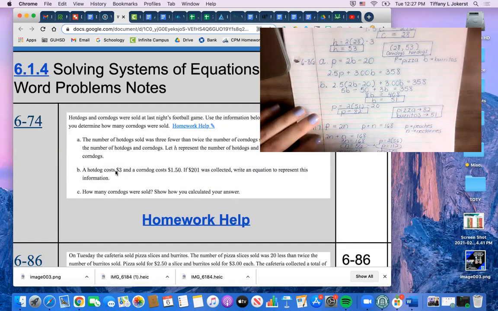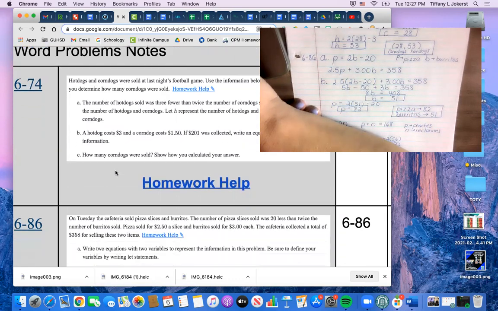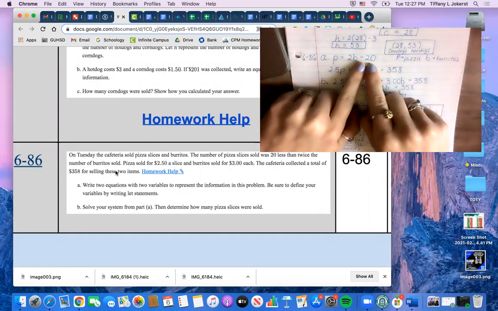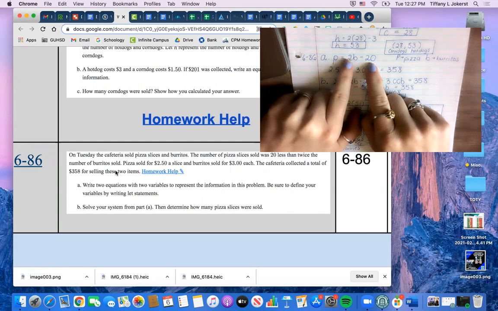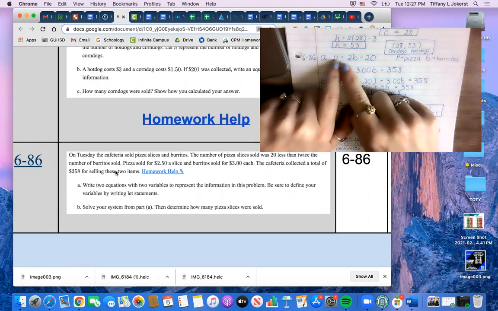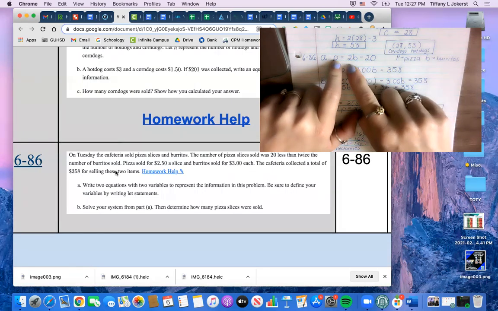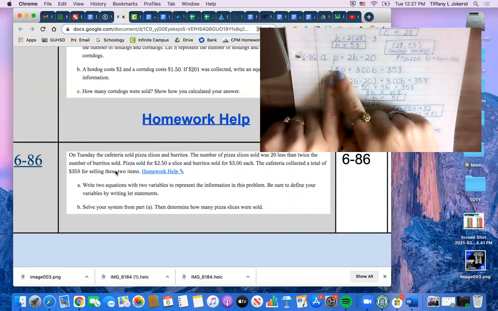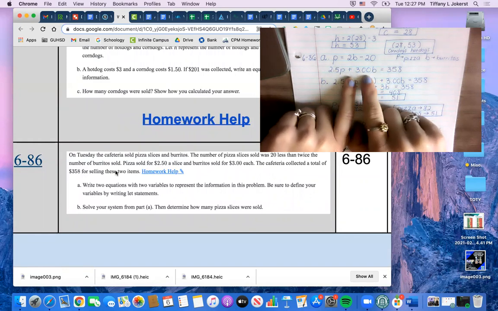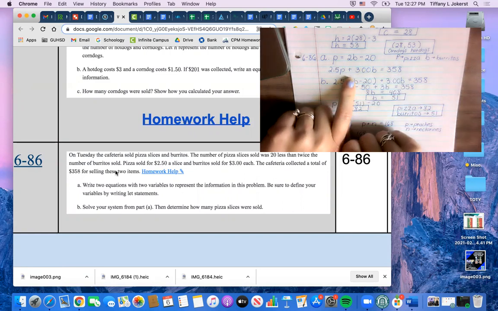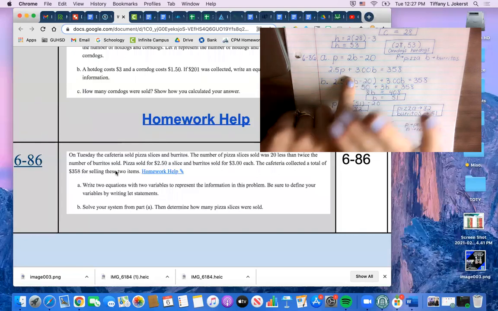Okay, so next we're going to look at 6-86. So for that one, we're talking about pizza and burritos. Very, very similar. You have 20 less than 2 times the number of burritos, okay, for your pizza. So you have more pizza, right? 2 times as much? Well, 20 less than 2 times as much. But that's what's going on there. They also give you that the slice of pizza is $2.50, the burrito is $3 for a total of $358.